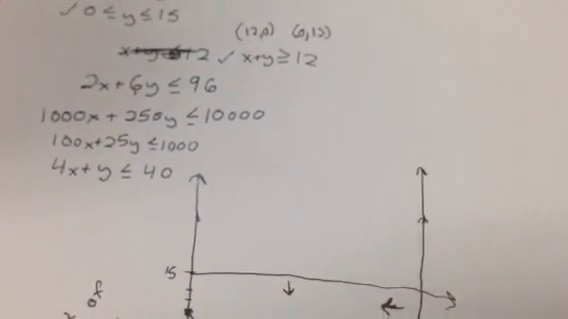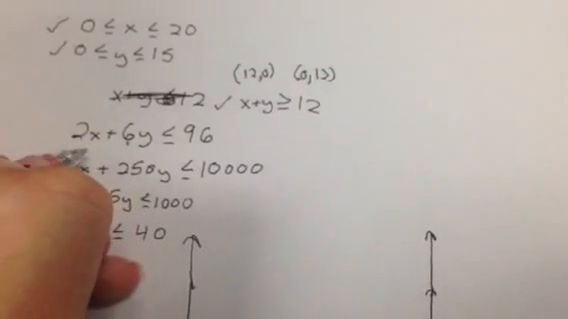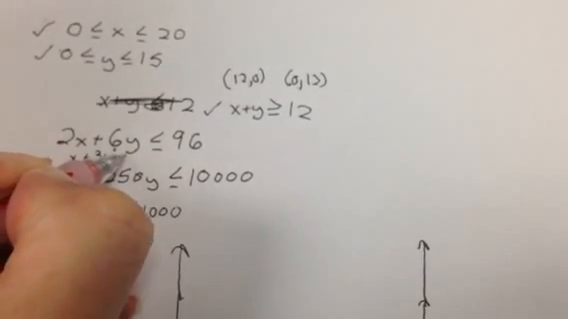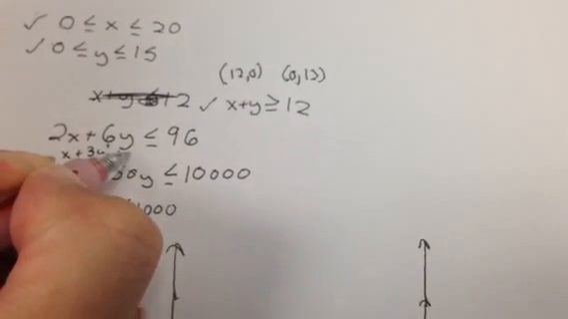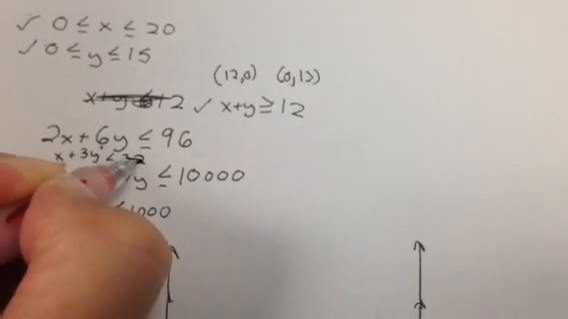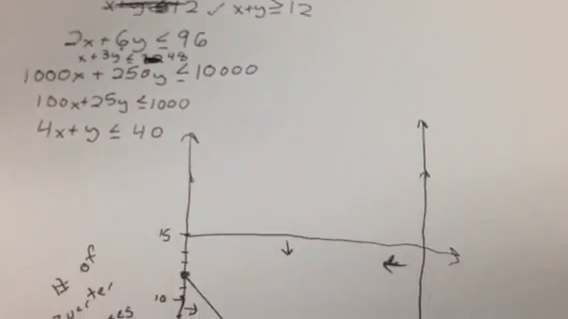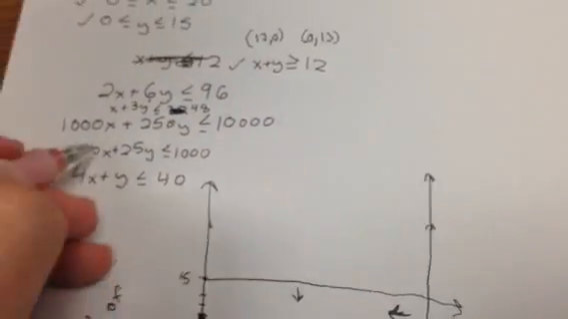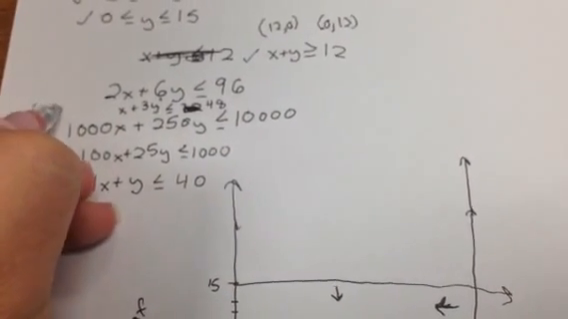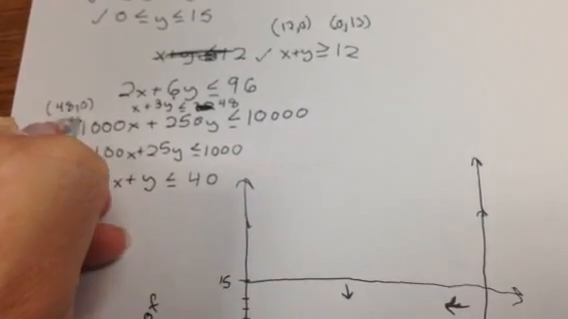We next have 2x plus 6y equals 96. Divide that by 2 right now because it's going to be simpler. So we have x plus 3y is less than or equal to 48. So then, when we go ahead and we graph this one, we have 2 points. We have 48, 0, the x-intercept, and then the y-intercept, 0, 16.